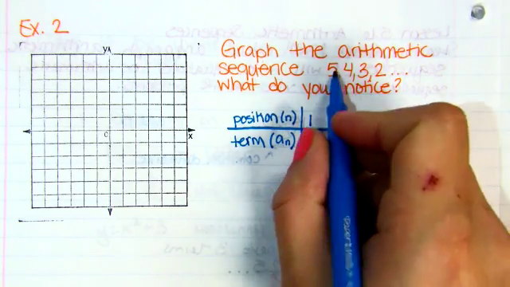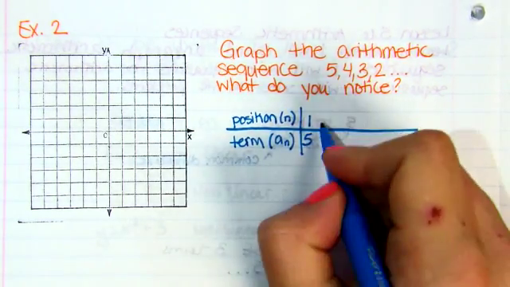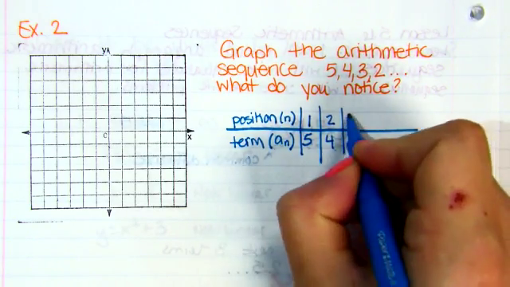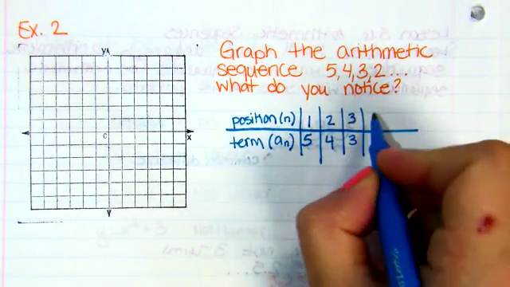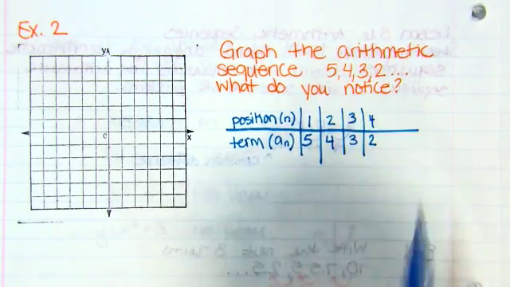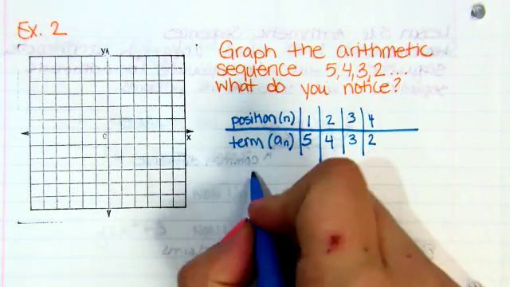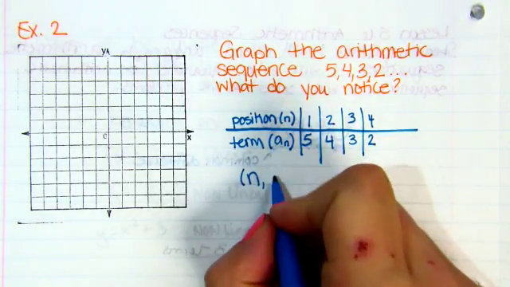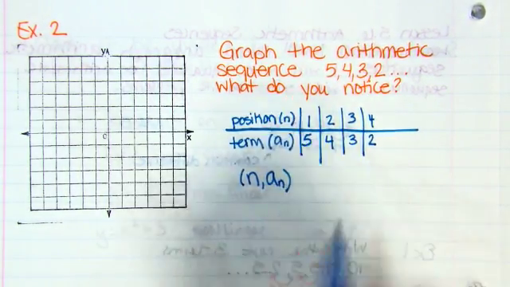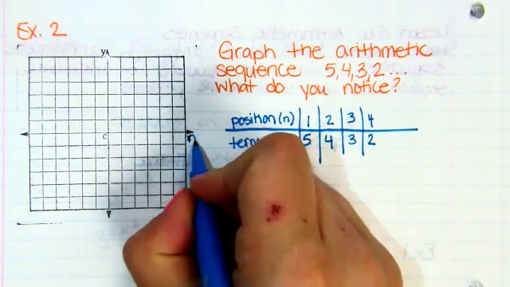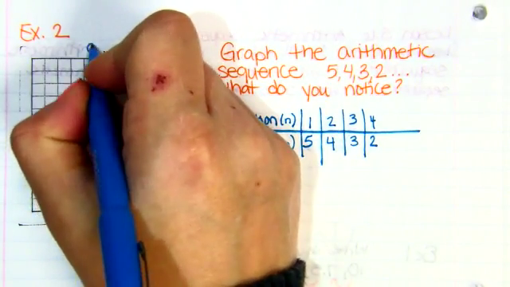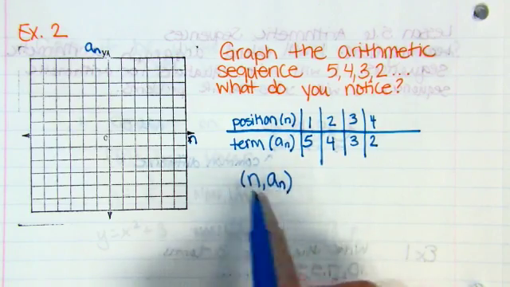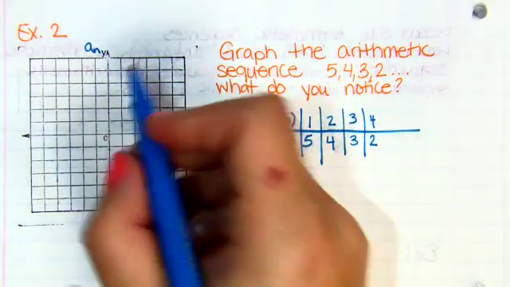My first number in line is 5. My second number in line is 4. My third is 3. My fourth is 2. Now, if I graph these, instead of using x and y, I can use n. So let's change that to an n, and this is a sub n. I'm just looking at how these ordered pairs compare to each other.